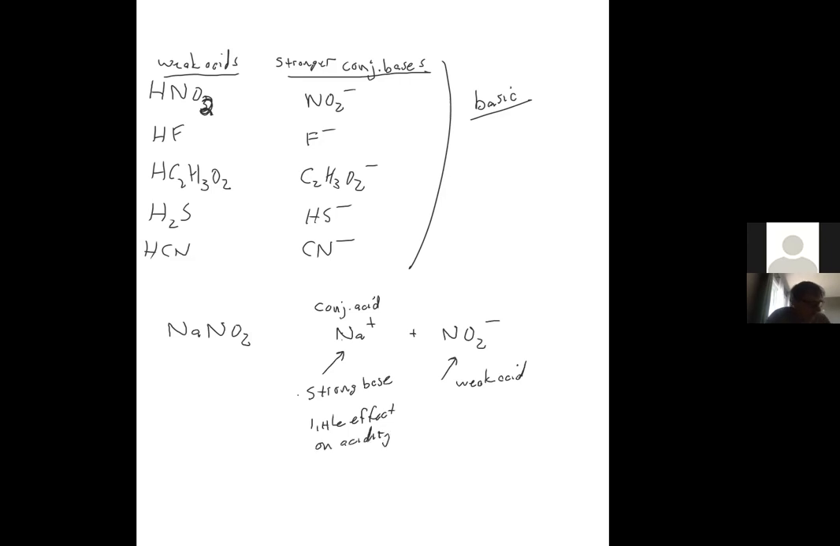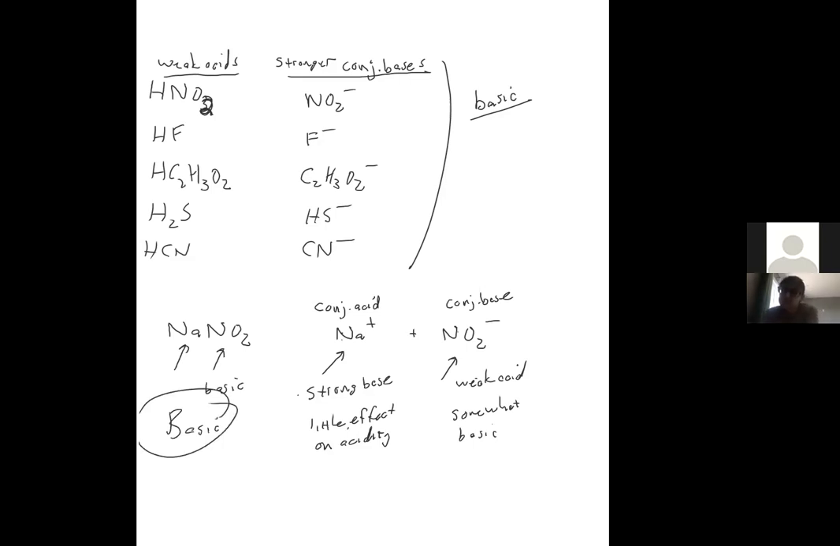Okay. Now this one right here, it comes from a weak acid, right? It comes from HNO2. This is the conjugate base. So this one is somewhat basic. It comes from a weak acid, so it's actually going to be somewhat basic. So now here's what we have. We have something that is not acidic, something that is basic. So overall, it's going to be a basic solution.